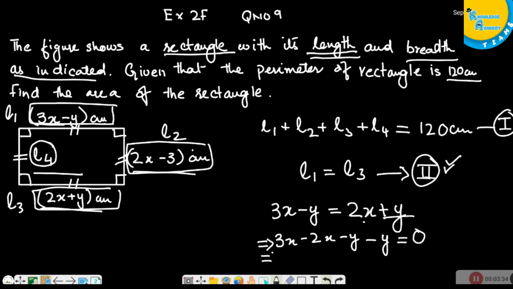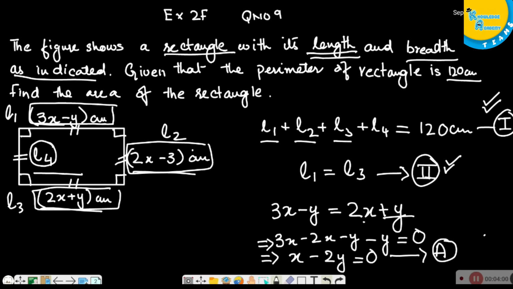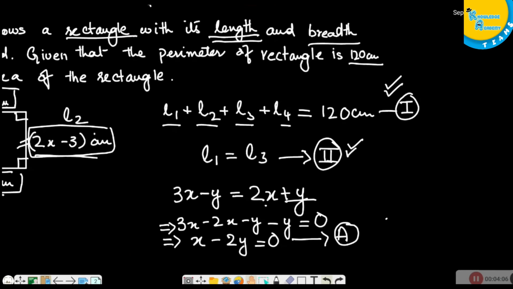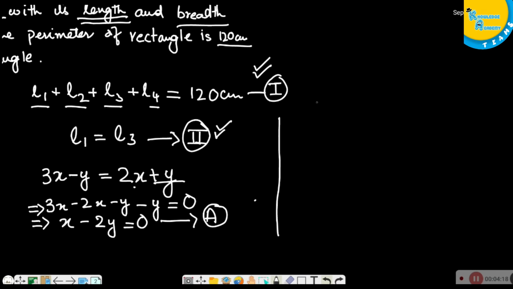So it's going to be x minus 2y is equal to 0. Now I have got one equation, let's call it A. For the second given condition, I am going to put the values of L1, L2, L3 and L4 in this equation.